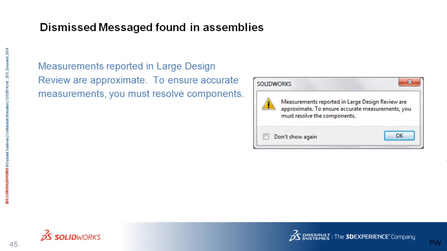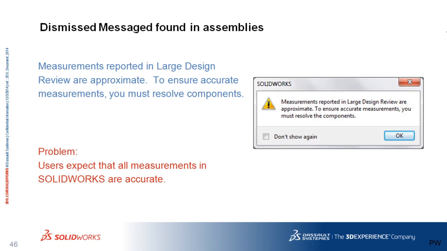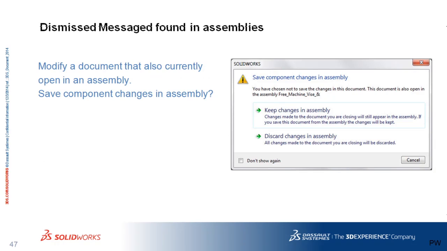A couple of these we'll just breeze through for time purposes. Large design review: if you've ever opened up a really large assembly using large design review, it gives you a nice little warning saying the measurements may be approximate. Well, obviously the downfall is you won't get accurate measurements, but as SOLIDWORKS users, we're used to everything being accurate, and we want the exact numbers as engineers. In large design review, it's just warning you that you may not get that, so you've been forewarned.